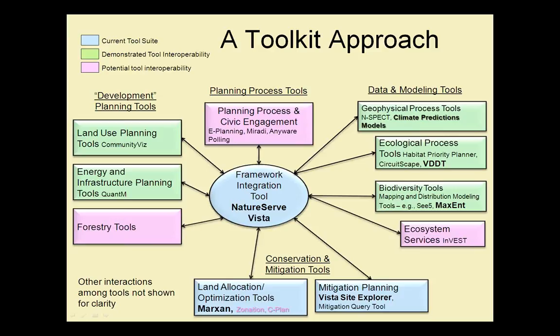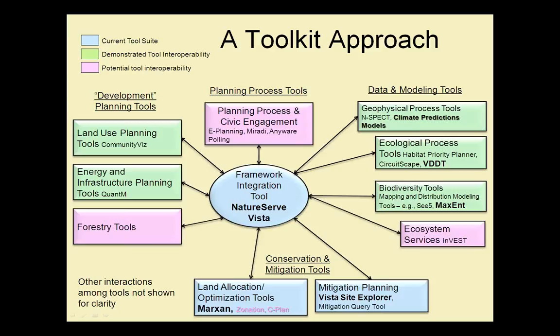Up at the top, we have planning process tools. Those are things that can aid civic engagement, for example. On the right, we have a variety of different data and modeling tools for geophysical processes and so on. And then at the bottom, we have conservation and mitigation tools. And in the middle, we would have a framework integration tool. Depending on what you're doing, that might be a tool like CommunityViz, where the real focus is, say, local land use planning, and other tools would be feeding information into it.